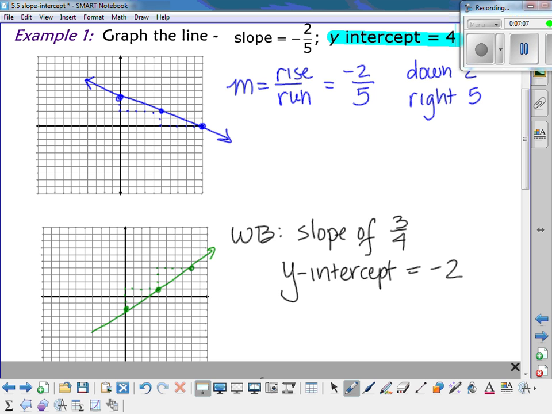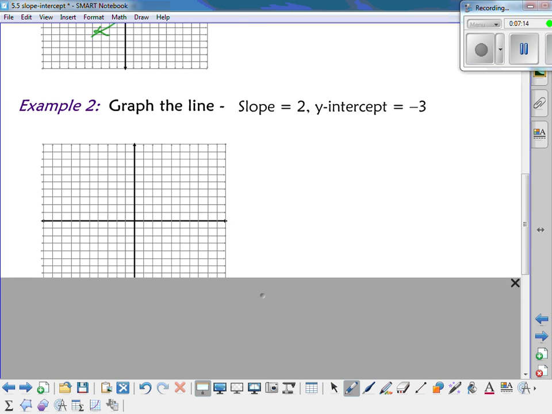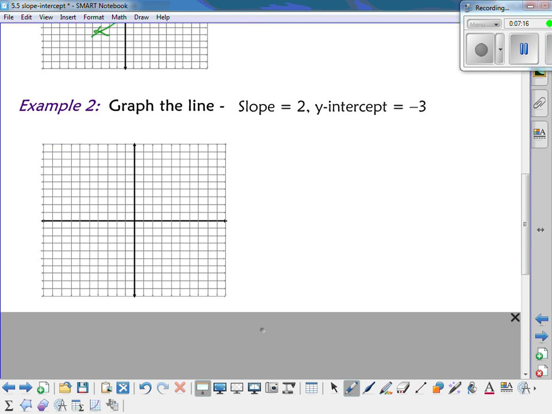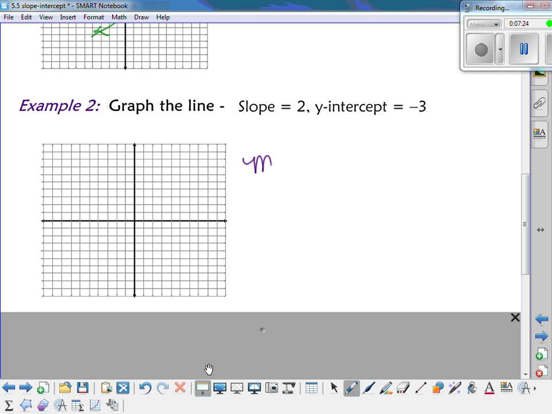So your line should have looked like that. Okay, this next one is in your notes. Now we're going to graph a line that has a slope of 2 and a y-intercept of -3. So you want to remember your slope is rise over run. So if you have a 2, you might want to write it 2 over 1 just so you remember that you also have to go to the right one.